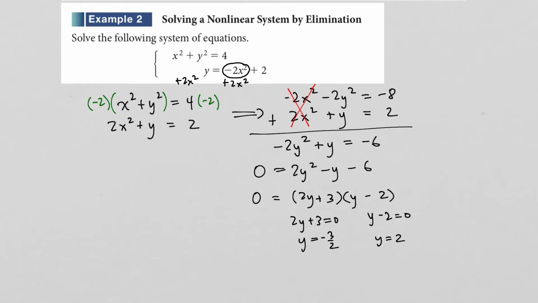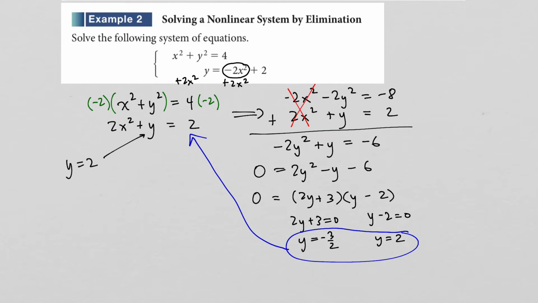Now we have to solve these for x by taking these solutions and plugging them into one of the first two equations. And I'll just plug them into the second equation. So let's start with y equals 2. If y is equal to 2 and we plug that in here, we get 2x squared plus 2 is equal to 2. Subtracting 2 from both sides gives us 2x squared equals 0. Dividing by 2 gives us x squared equals 0. And clearly, if we take the square root of both sides, we still have x equals 0. So the solution here is x equals 0, y equals 2.